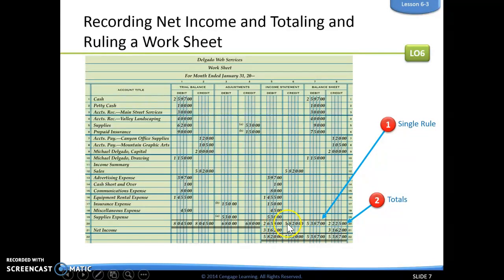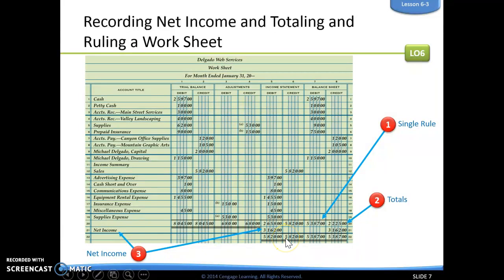Notice we do not have equal columns. We do not have debits and credits that equal here. That's okay, they should not equal here. After we add those up, we're going to find the difference between those two columns. So I'm going to take 5,820 minus 2,658. That gives me a $3,162 net income.